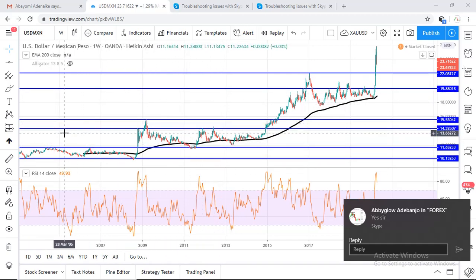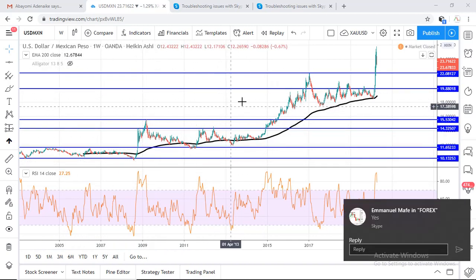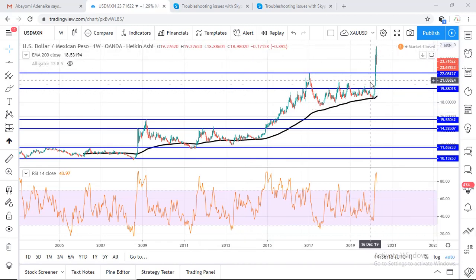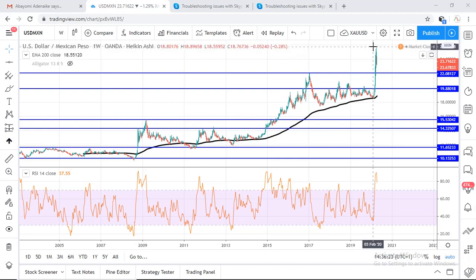So I was just trying to give you a rundown on how we draw the support and resistance. But here, this is a crazy spike. Yes, this is a crazy spike. It is unusual, and this movement was caused by COVID-19. So the news around COVID-19 produced this.